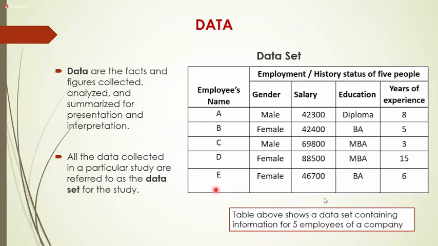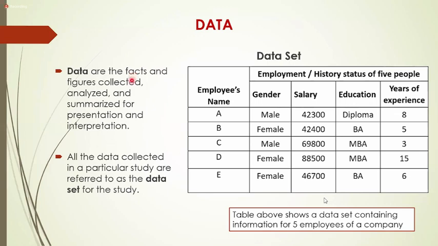We are interested in looking at the gender pattern of the employees. We are interested in looking at the salary of the employees. We are looking at the education qualifications of the employees, and we are interested in looking at the years of experience of those employees. So this table provides the data. Right? Data are the facts and figures which are collected, analyzed, and summarized for presentation and interpretation. Right? Data are simply numerical facts.